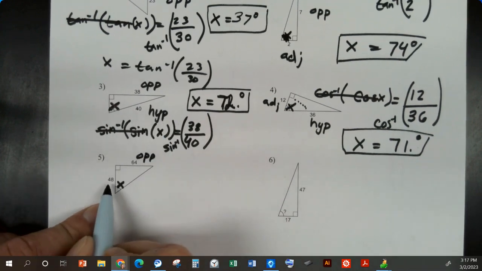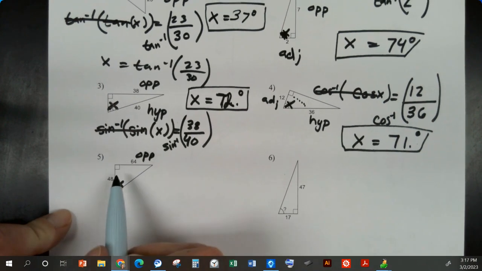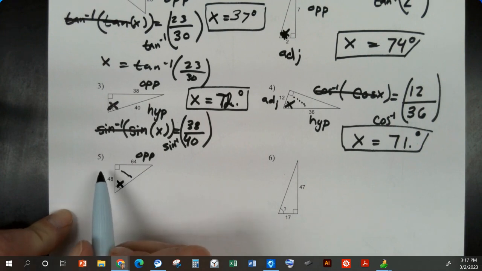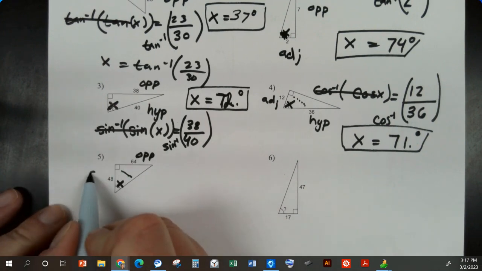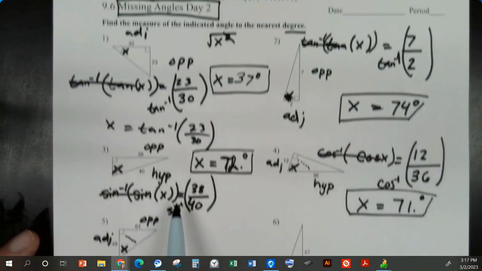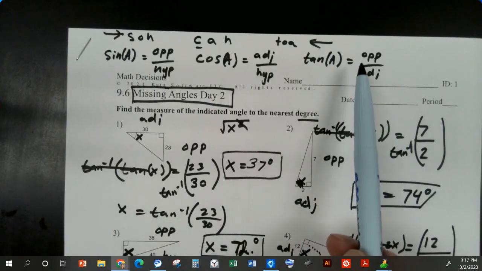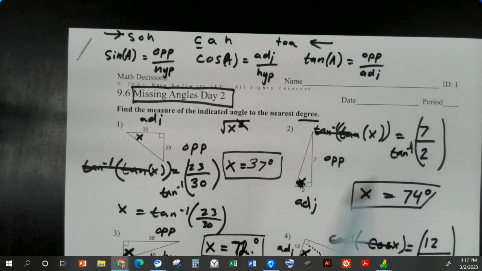Good, and then we also need the label for 48. What would 48 be? So the one across from the 90 is our hypotenuse. We don't have a hypotenuse, so what's the other one called? Adjacent. Good. So then we need to find the relationship that matches the adjacent and the opposite. So that's going to be tangent.